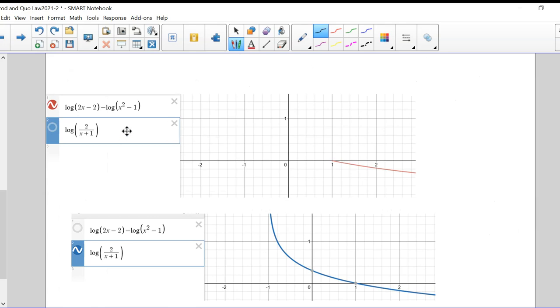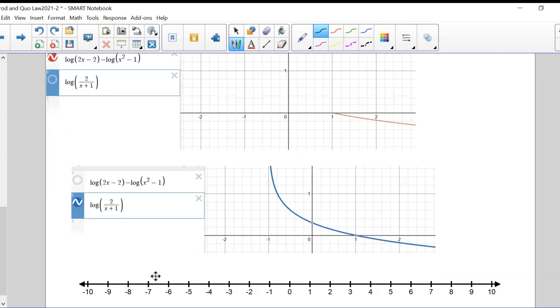This is the graph of the red line. In fact, I can put this on Desmos as well. This is the graph of the red line, the graph of log of 2x minus 2 minus the log of x squared minus 1. What you notice is that the only part of the graph that's showing up is the part where x is greater than 1. There's nothing on the other side over here. That's what this graph is basically showing you.